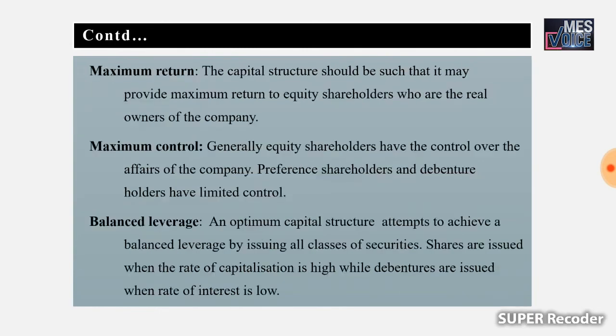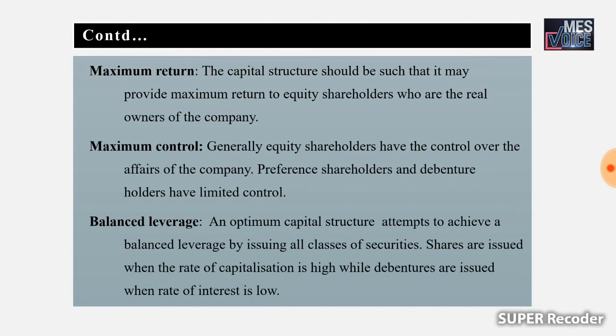Another point is maximum return. These are the common points. It should provide maximum return to equity shareholders who are the real owners of the company. Another point is maximum control. Generally, equity shareholders have control over the affairs of the company. Preference shareholders and debenture holders have only limited control. Therefore, the capital structure should be designed in such a way as to preserve the control of the company's management in the hands of the existing shareholders only. Okay, that is maximum control.